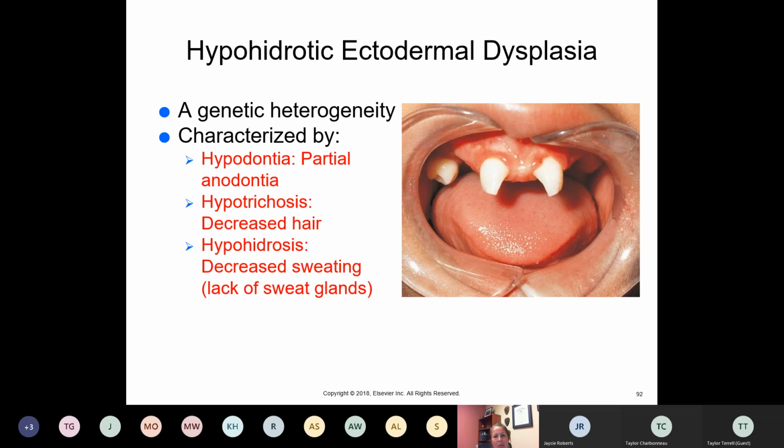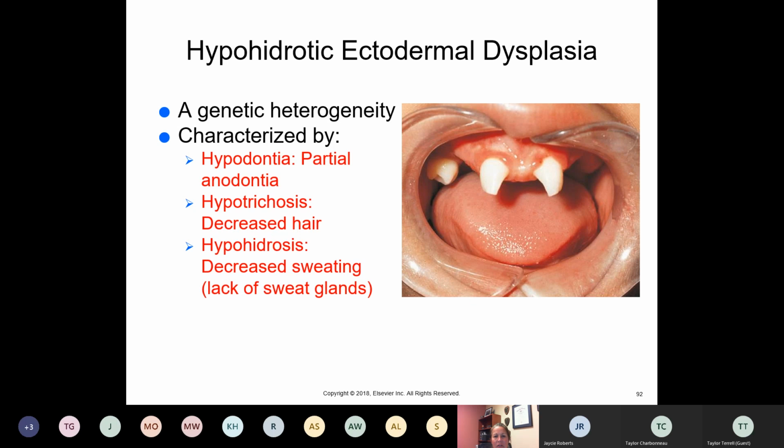Hypohydrotic ectodermal dysplasia. Hypo means low, so hypohydrotic. In this condition, we see hypodontia, which is fewer teeth than normal. And you can see that they look kind of like vampire fangs. They're kind of misshapen as well.